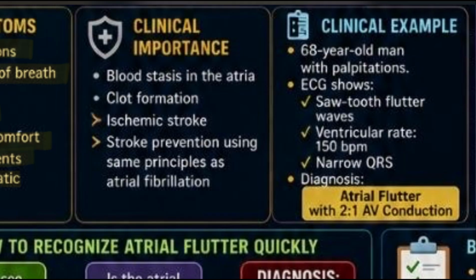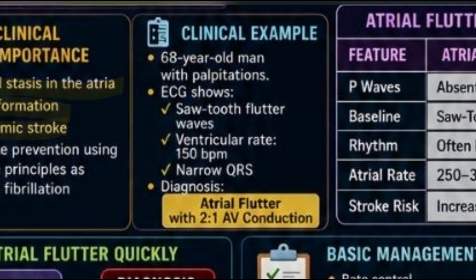Next, in clinical features, like atrial fibrillation, atrial flutter can lead to blood stasis in the atria, clot formation, and ischemic stroke. Stroke prevention is considered using the same risk assessment principles as atrial fibrillation.